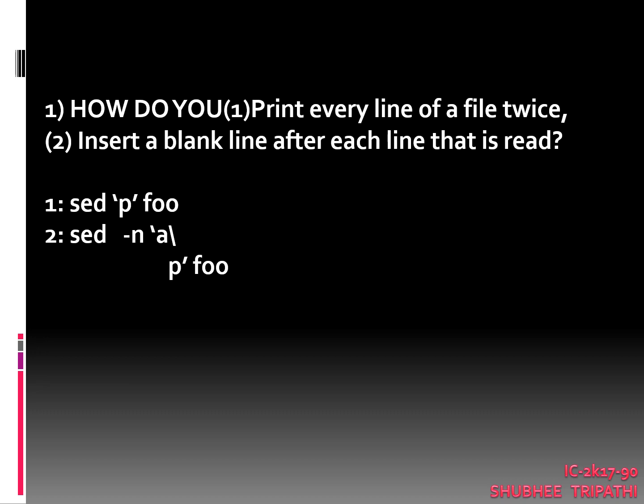Foo is a file name. And the answer for the second question, which is how do you insert a blank line after each line that is read, is sed -n 'a/p' foo. Foo is again a file name.